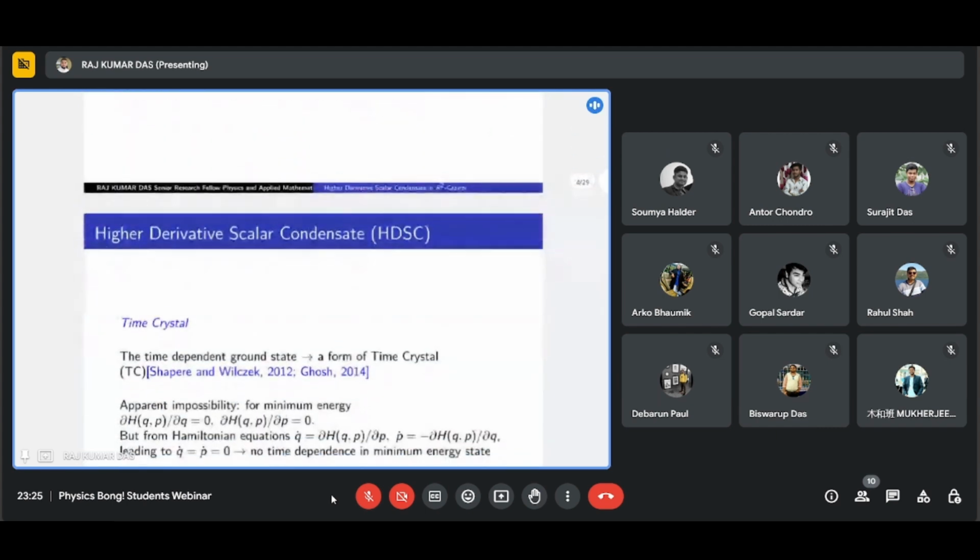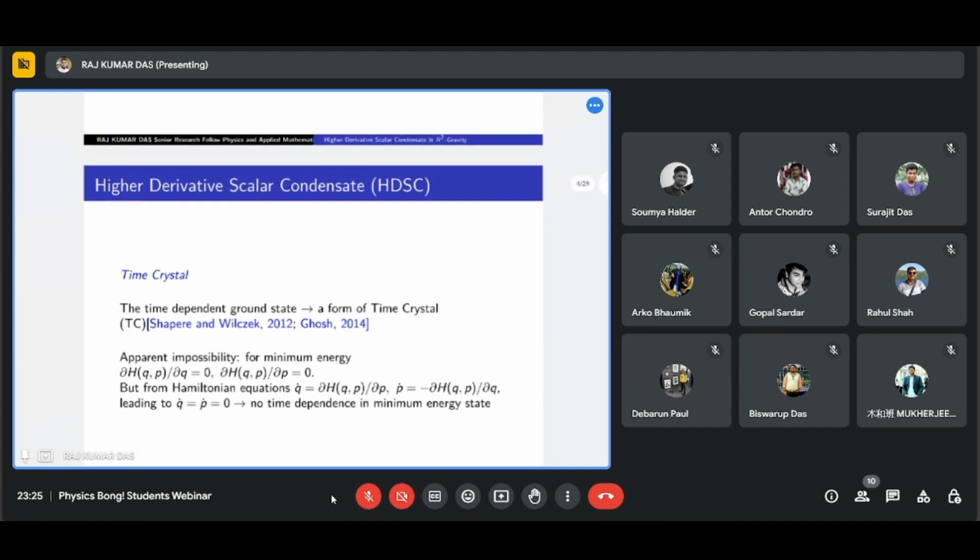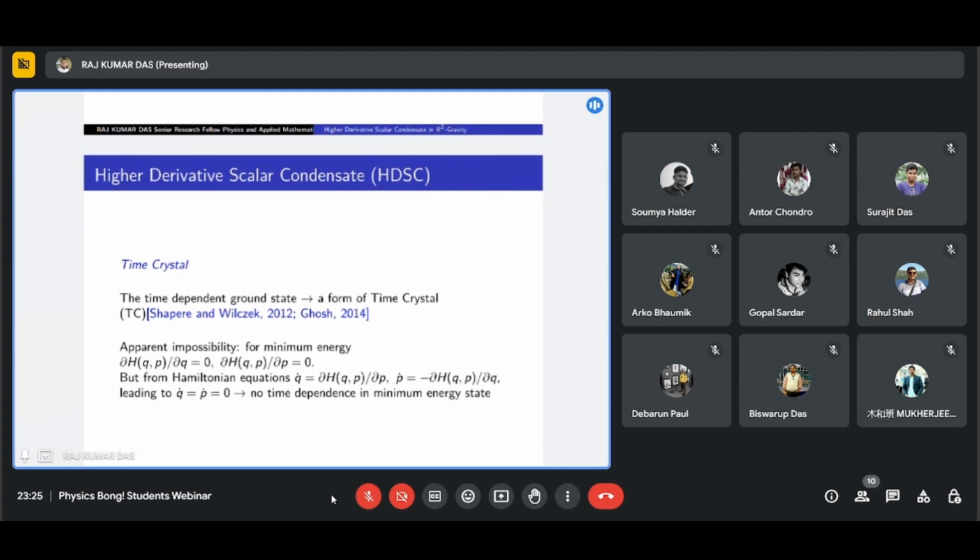Now I will talk about the higher derivative scalar condensate, and the fancy name for it is time crystal. Time crystal is a very interesting idea. First of all, Shapere and Wilczek in 2012 first tried to show the classical behavior of the time crystal.